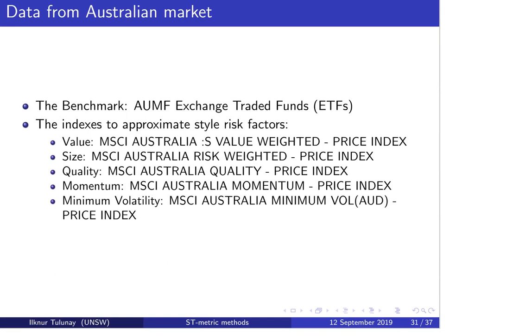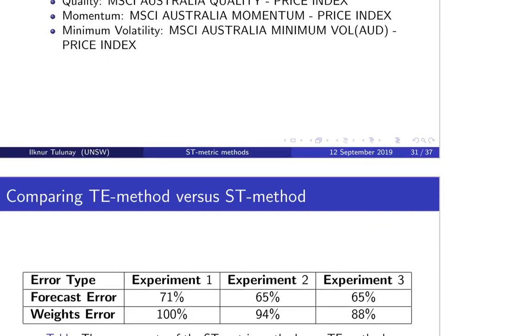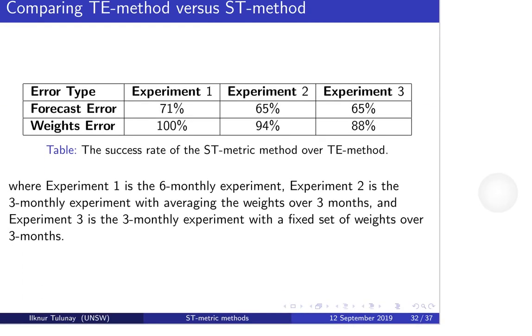Australian market. In the Australian market, the benchmark was the AUMF Exchange Traded Fund. And these are the price indexes of the different financial products and the corresponding risk factors. This is the data that we used, and this is the outcome.